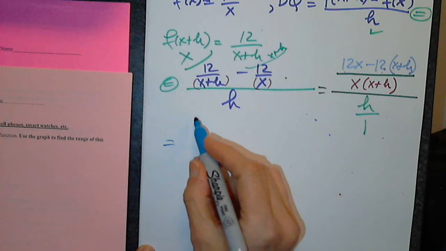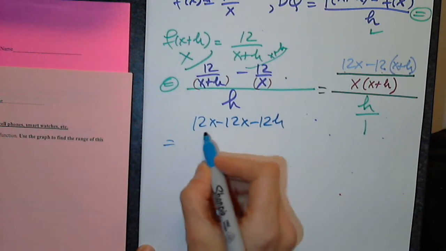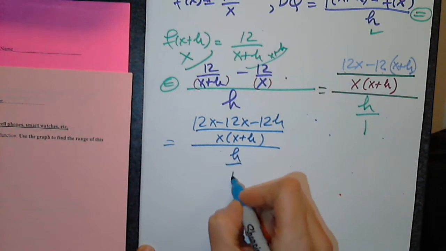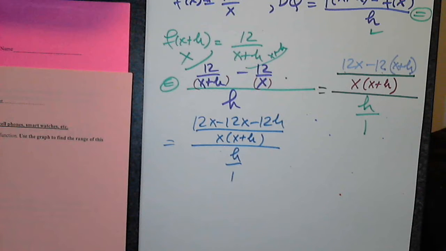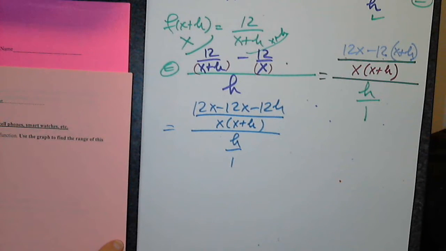I would have preferred this: 12x minus 12x minus 12h over x plus h, over h over 1. This is what I prefer. Not that. Unless you know what you're doing and you're not going to make that mistake of simplifying x plus h with x plus h. Okay, good. So now what do I do? Very good.